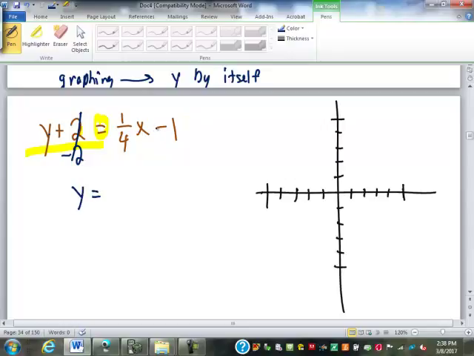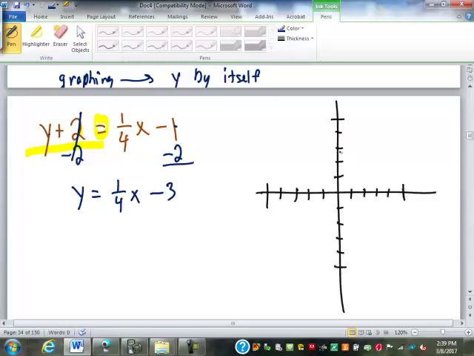On this side, we only have to subtract 2 from one digit. The only digit I can subtract it from is the -1, because the 1/4 x has a name of x. I cannot combine with that. -1 minus 2 is -3.